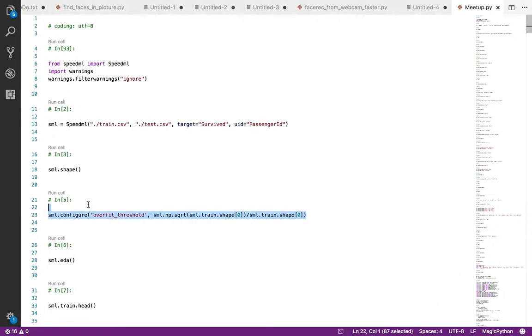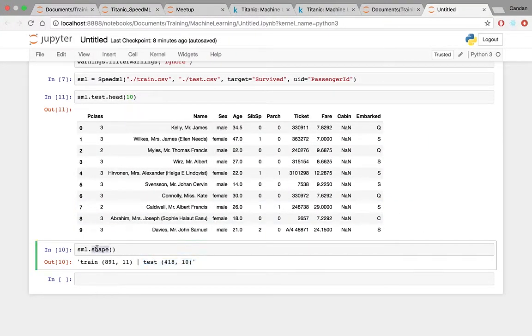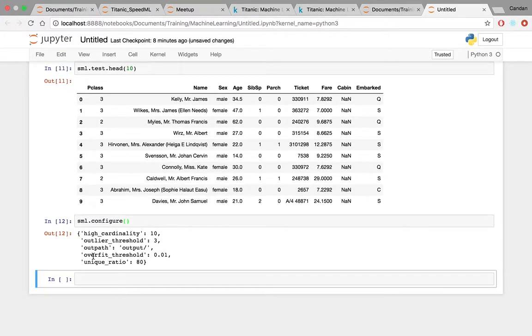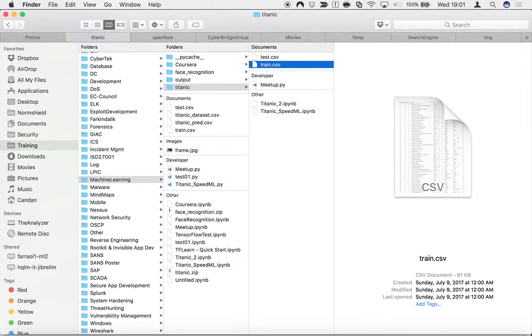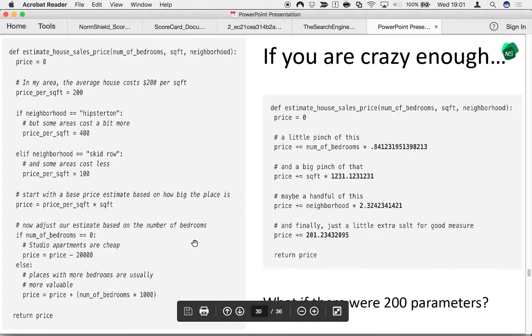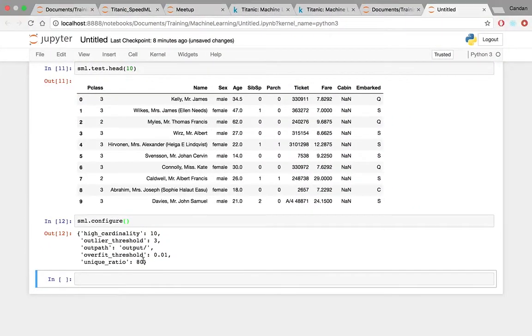All right, so let's come back here. We'll look at the shape. If you type sml.configure, it will give you some interesting details. First, the overfit threshold. When you're estimating a machine learning algorithm, you can come up with a really sophisticated algorithm that predicts 100% of your training data, right? We can write gigantic if-else clauses that predict 100% of my training data, just like this crazy developer did for house prices. But that is called overfitting.